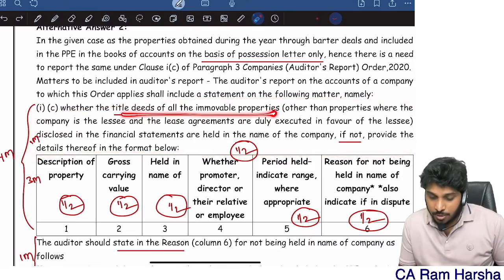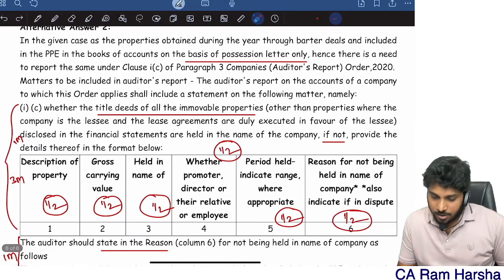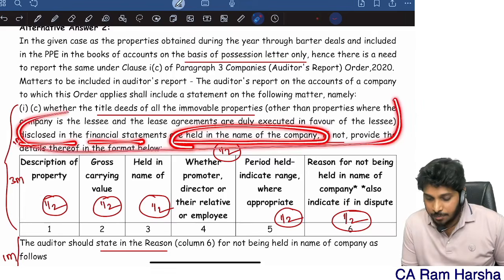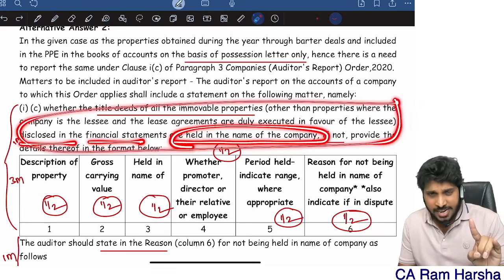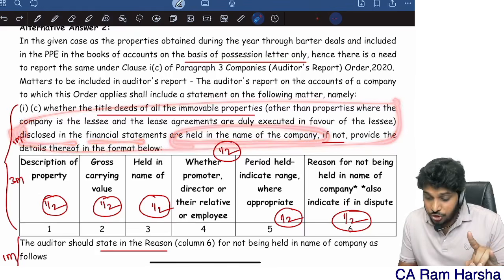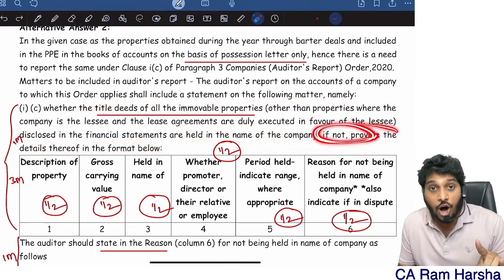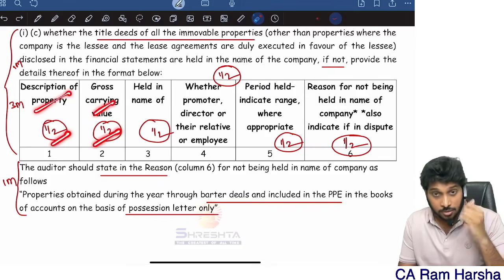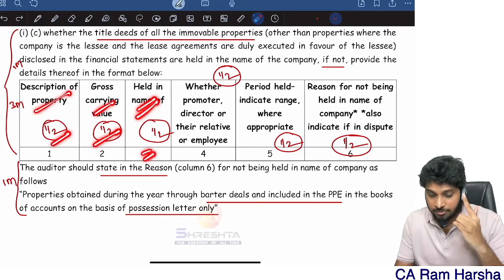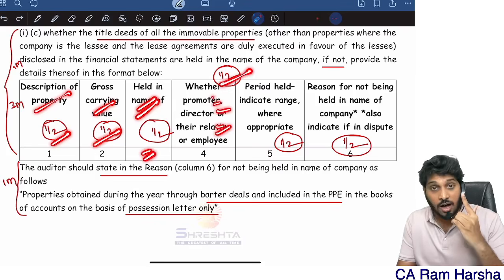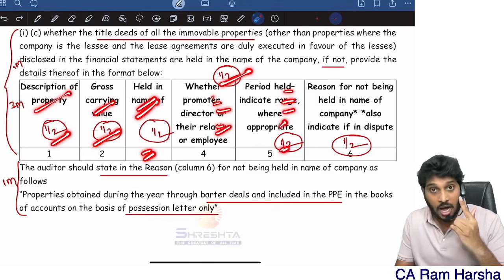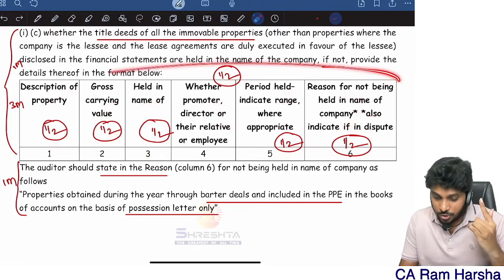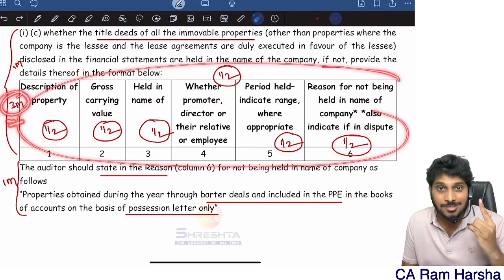When title deeds of immovable properties disclosed in the financials are in the name of the company, that is the main provision. Are the title deeds in the name of the company? 1 mark. If not, description of the property, half mark. Gross carrying value, half mark. Held in whose name, half mark. Is it a promoter, director, relative, half mark. Period held, half mark. Reason why it is not held, half mark. So if you write all these points, you'll get 3 marks.